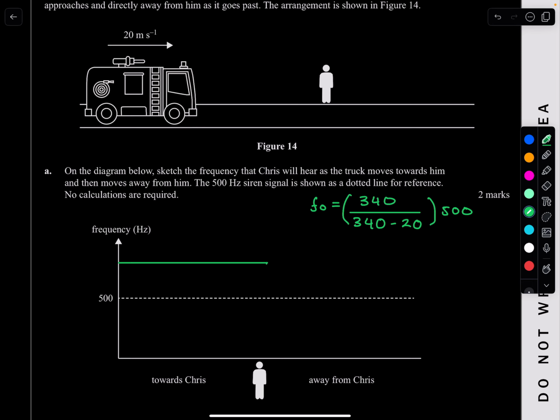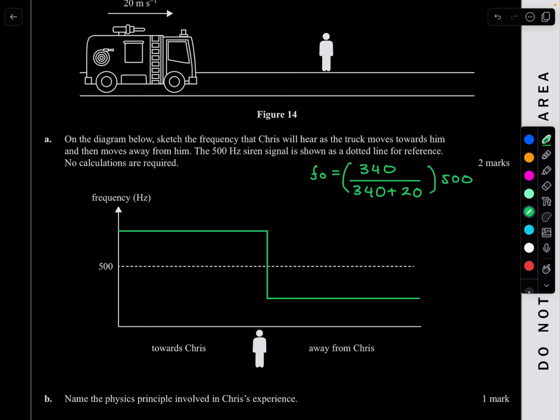And so there's no observed frequency here, but as it moves past him, we can put a plus here, because it's moving past. So now it's going to be 340 plus 20 times 500. So that's going to be 472. Basically, it's going to go like this, a constant frequency as it goes away from Chris.